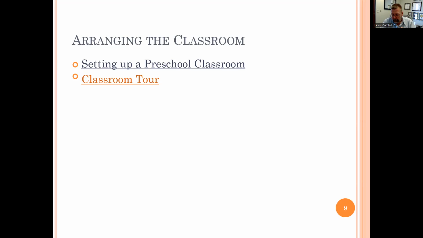Also, you want to try to keep your noisy and your quiet centers separate. They don't have to be across the room from each other, but at least separate them by another center that's a little bit more quiet and laid back. For example, you don't want to put your block center right next to your books and reading center because it can get very loud in the block center with the kids making car sounds and everything else.